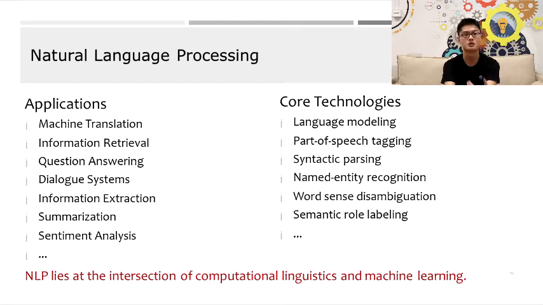Semantic role labeling, as you see from its name, is going to mark the semantic role of a word in the sentence. What does it mean from the dictionary, and what does it mean in this specific sentence?